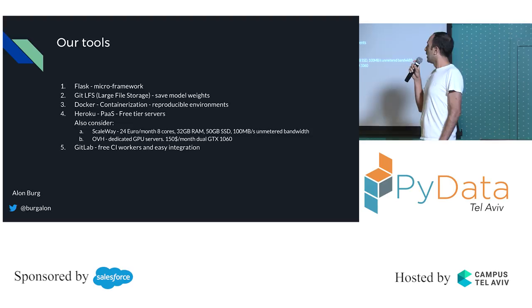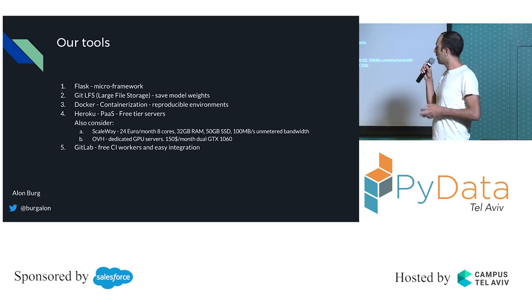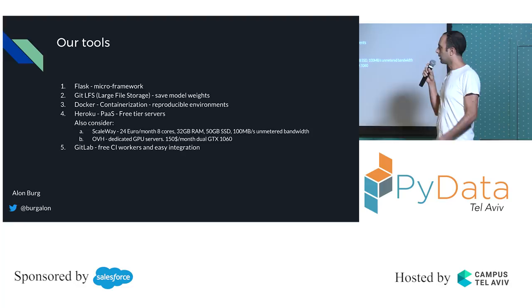And then finally, we will use GitLab CI, which is tying everything up. So basically, somebody can do a pull request for the weights or do an improvement to the model, push the weights, and it's all being deployed and being served free.